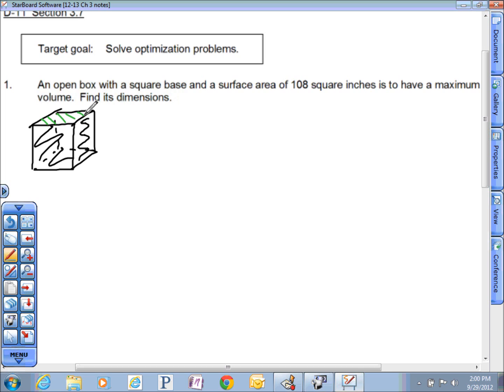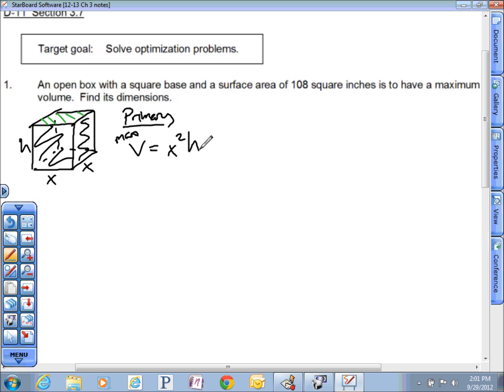Open box with a square base and a surface area of 108 square inches to have a maximum volume. So my primary equation is going to be volume, and we're trying to maximize it. So volume, let's see. So it's got a square base. I don't know what the dimensions are, but these are going to be the same because it's square. And I'd love to think that the third dimension is the same, but I doubt it is, so I'm going to call it h for height. So if I wanted the volume, I think I'm looking at x squared times h.